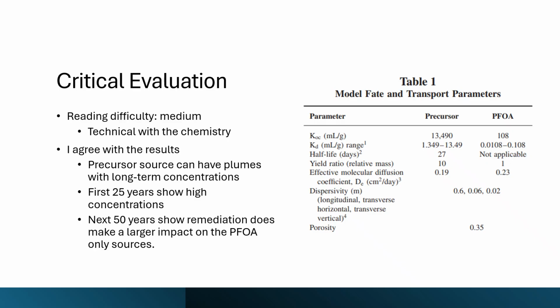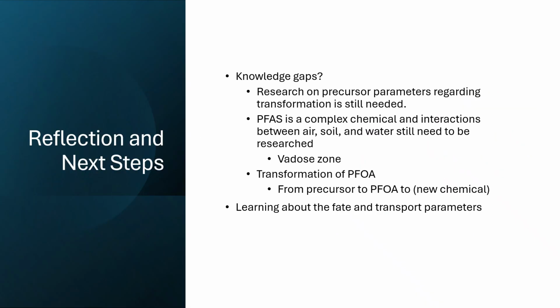That would be a result of the precursor source still being connected to the plume, which increases its size, time, and concentration. As for knowledge gaps, I would say that there is a need for more research on the precursor parameters in regards to transformation. Because PFAS is very complex, there needs to be more research of PFAS interactions in the vadose zone between air, soil, and water.